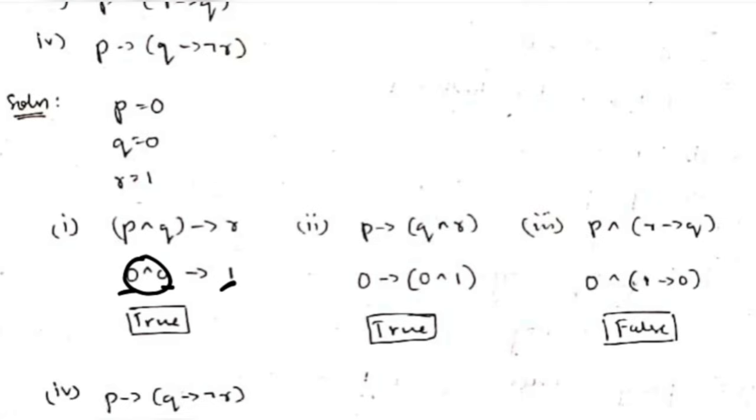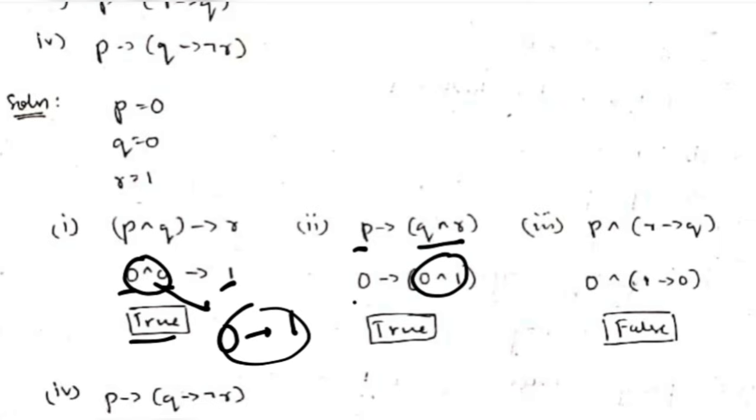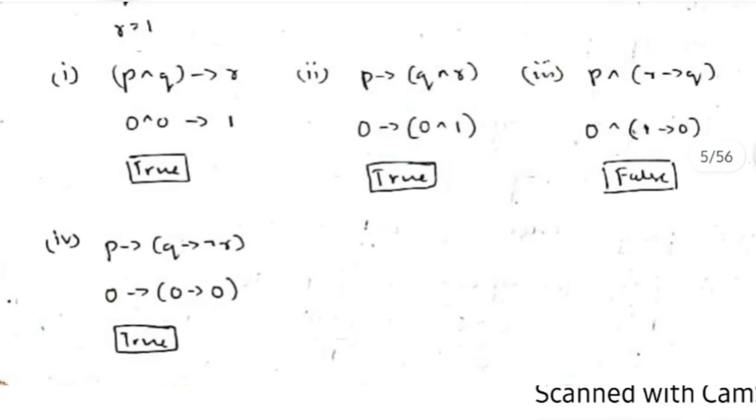So 0 and 0 is 0, and here we have 1. So according to the truth table of the conditional, we will get this final result as true. In a similar way, we will do the second one, which is p conditional q and r. First we will find out what q and r is, then by using the truth table of the conditional, we will find the truth value. Similarly for this question and the last question as well.